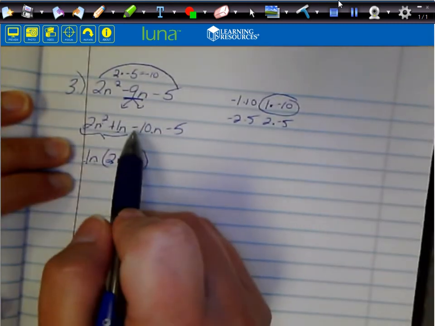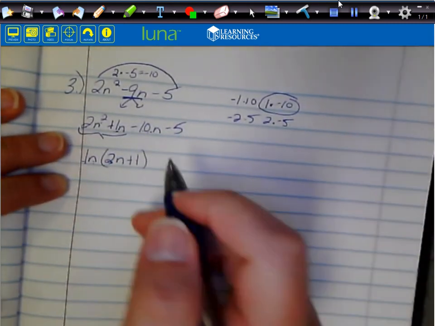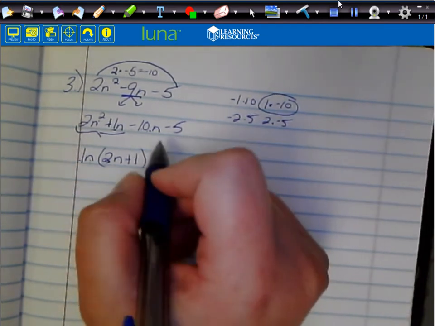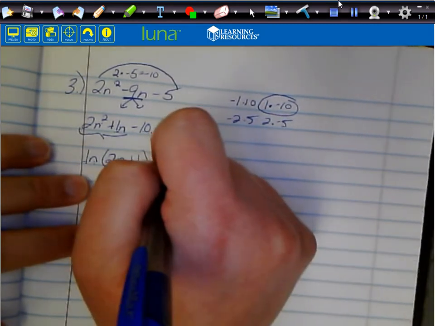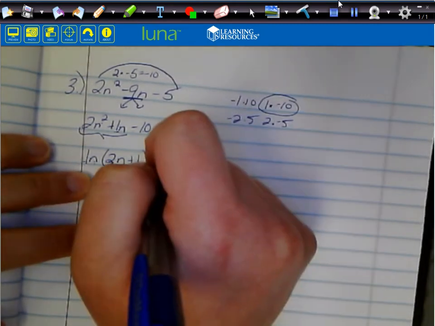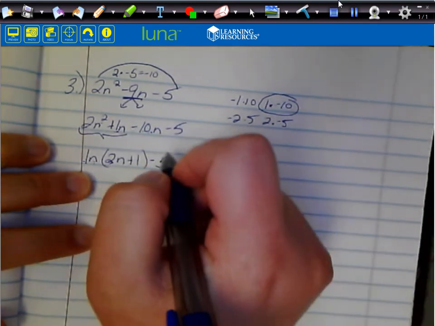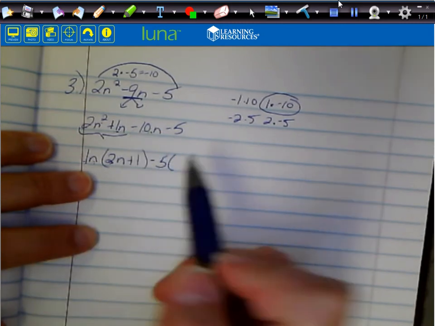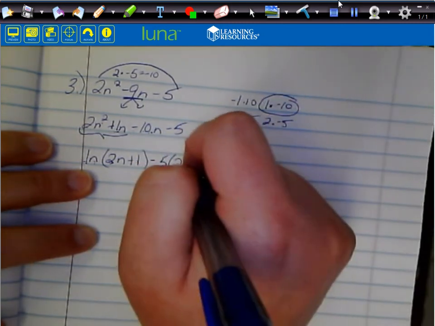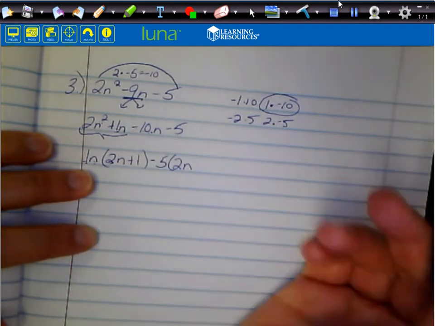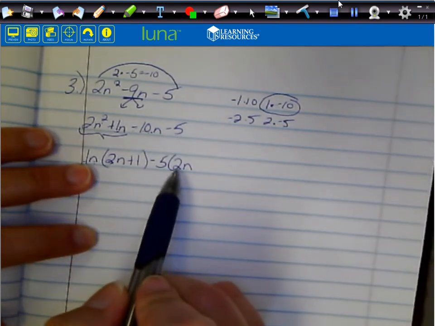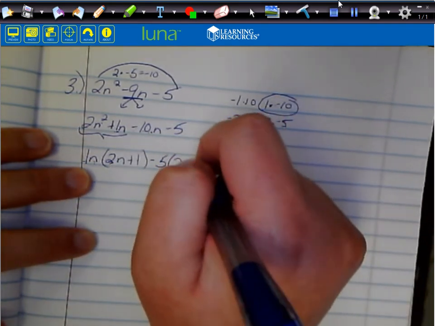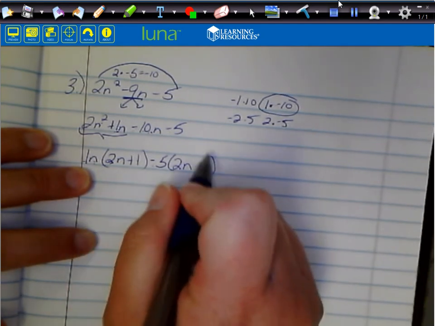Then over here, since I have a negative 10n and a negative 5, I'm going to take out a negative 5 because 10 and 5 have a 5 in common. And I'm going to take out a negative 5 because that front number right there is a negative. So negative 10 divided by negative 5 is 2, and I'm going to bring down my n. Again, I can't take out an n because the 5 doesn't have one. So negative 5 times 2n is negative 10n. And then negative 5 divided by negative 5 is a positive 1, or negative 5 times 1 is negative 5.